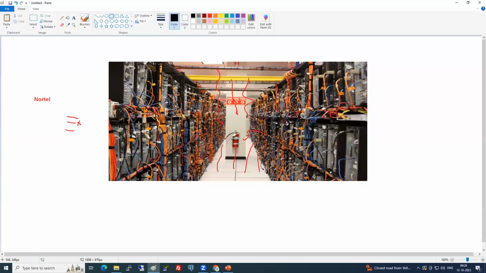People call me the data center guy, or not? Yes or no? Guys, people call me the data center guy. So where does the data center guy sit all the time? He will sit next to the data center only. So listen carefully. I was sitting inside my cabin, always working.